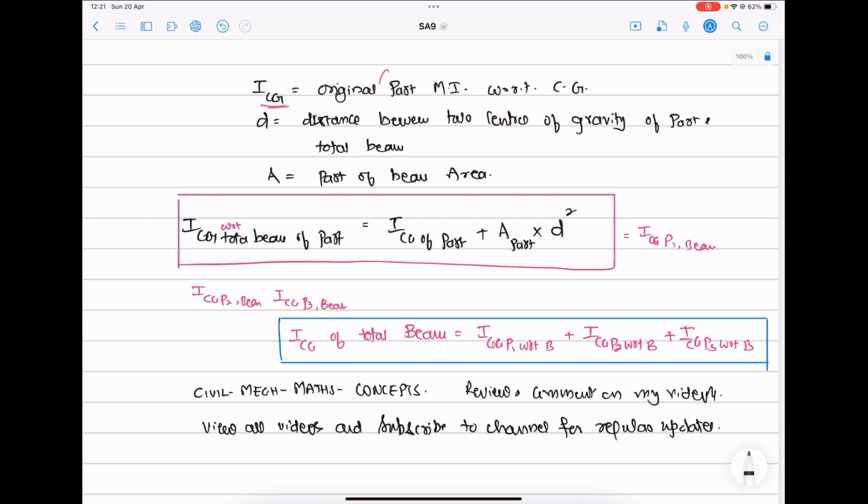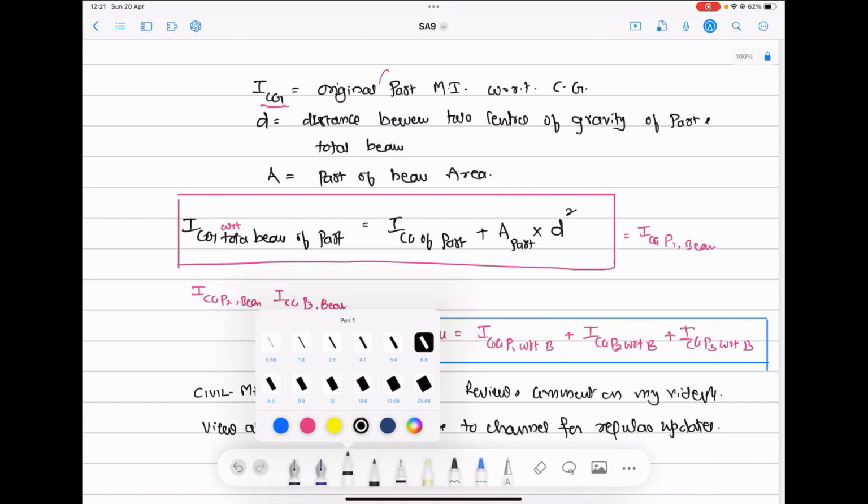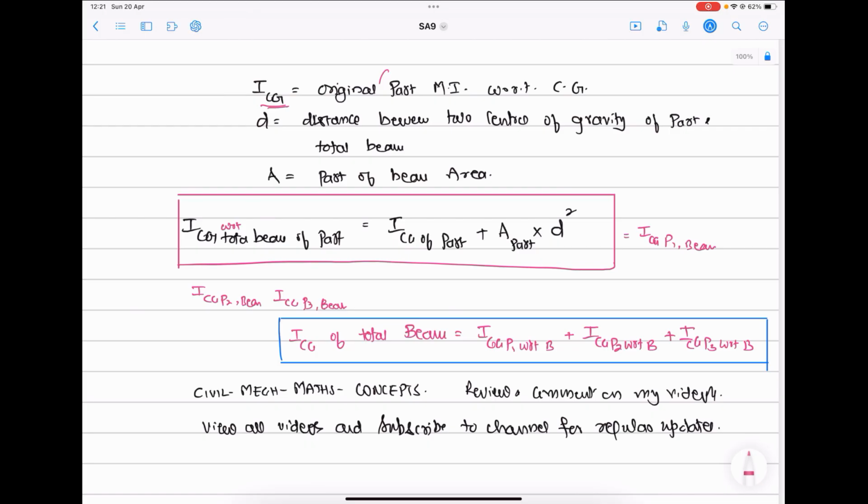In the next class I will be releasing the most important, the toughest beam, that is the C channel, which is unsymmetric. I am going to release the lecture on the C channel. Let me do this in the next lecture.